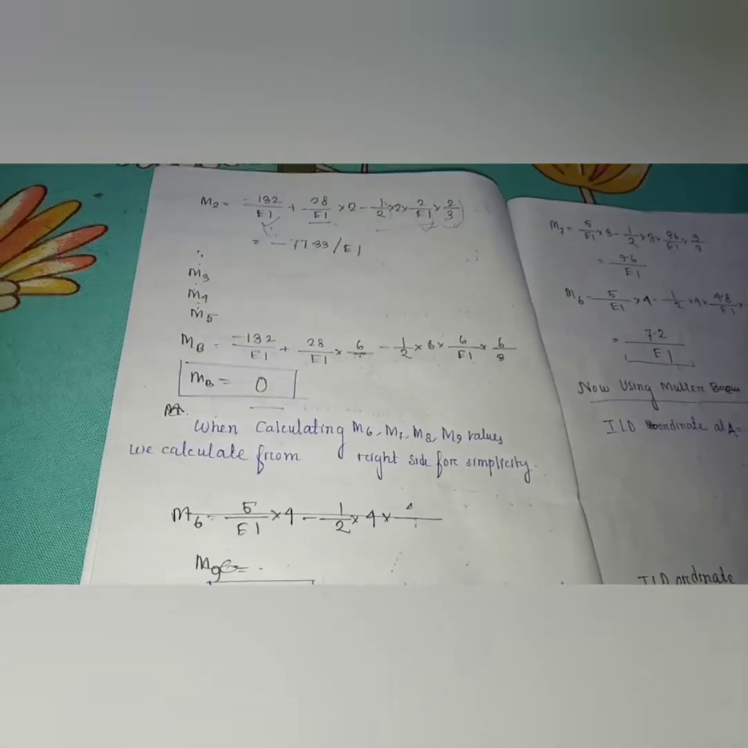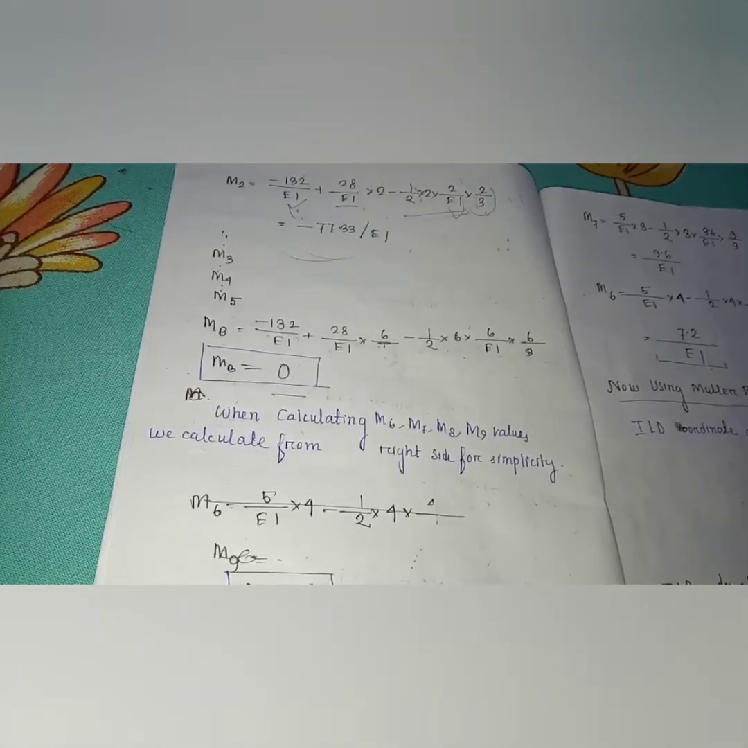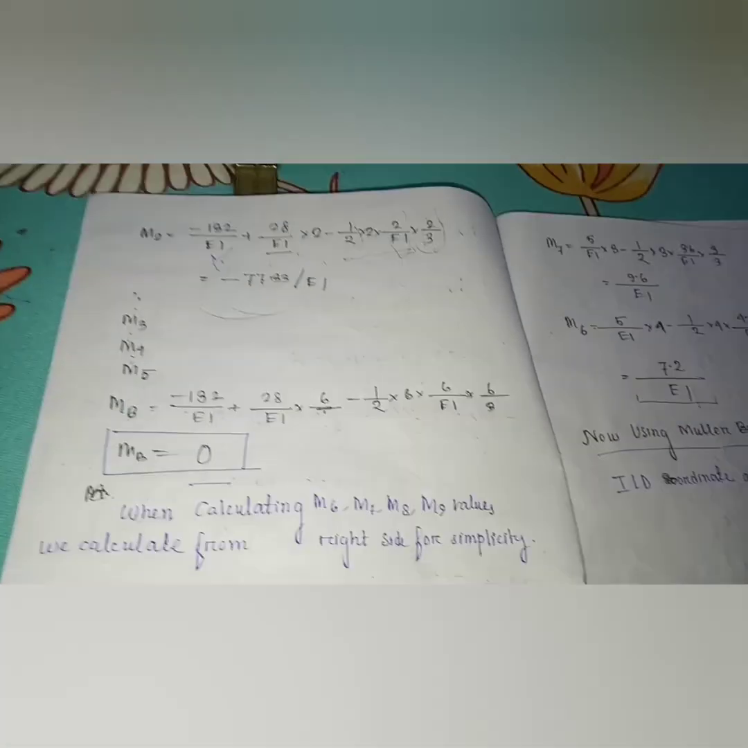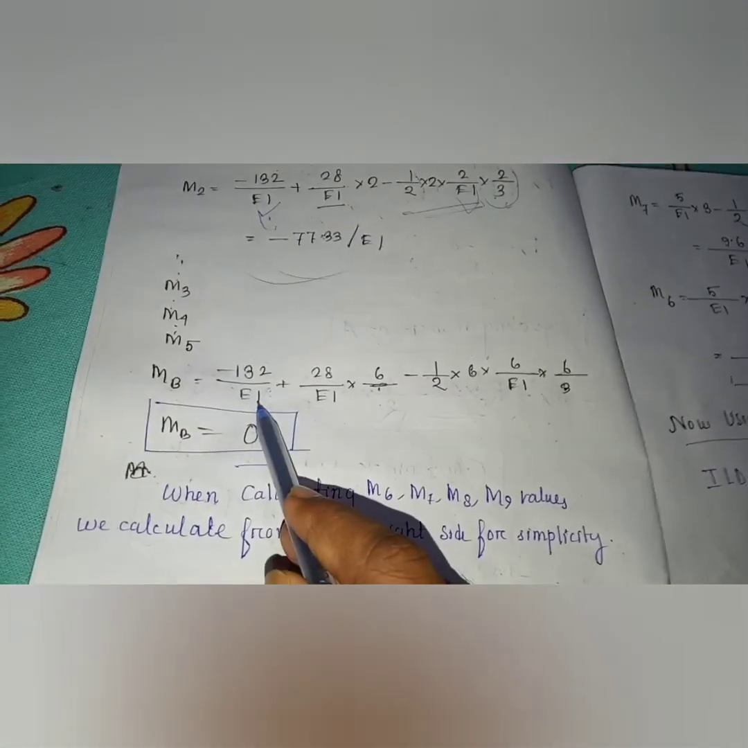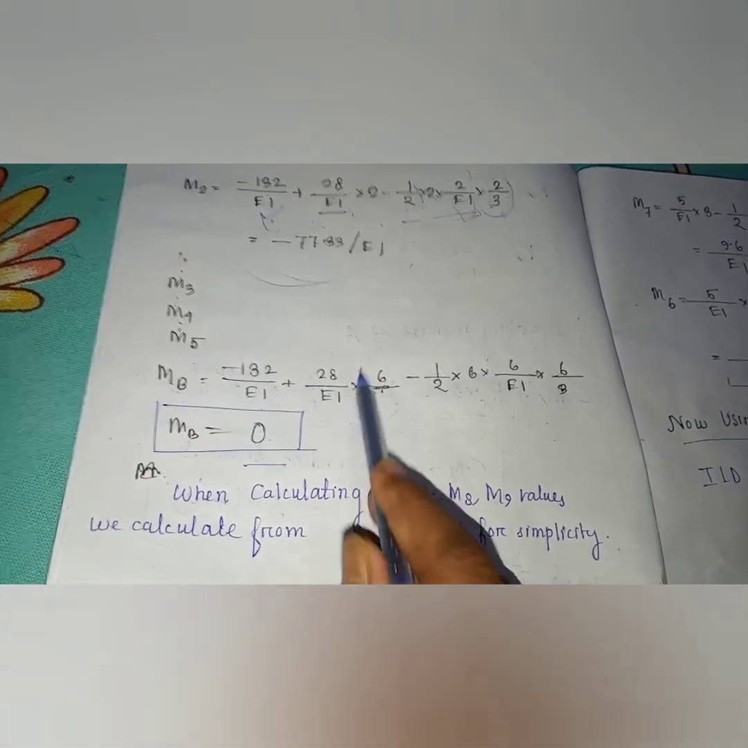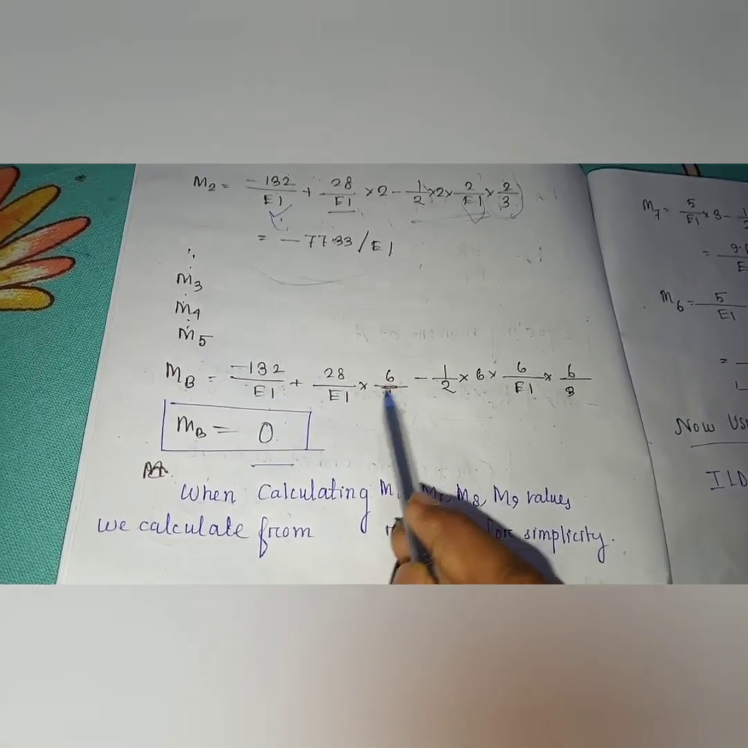Now applying this similar formula, we can easily find the values of M3, M4, M5 and MB. We know the value of MB equals 0, but still if we calculate minus 132 divided by EI, it's MA plus 28 by EI, that is the value of RA into the distance, means 6.